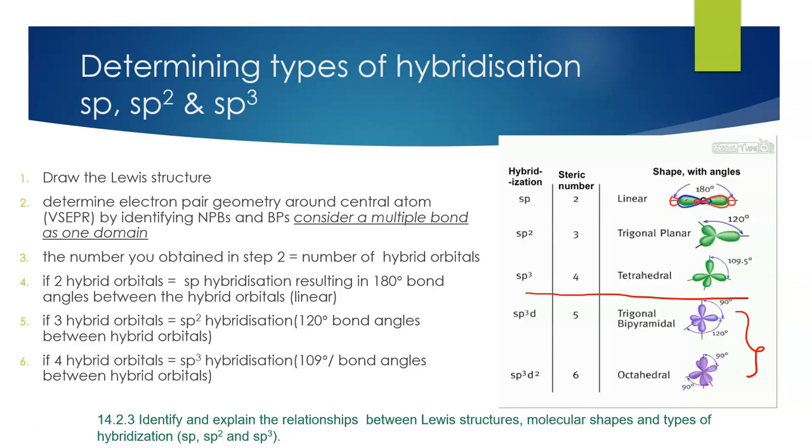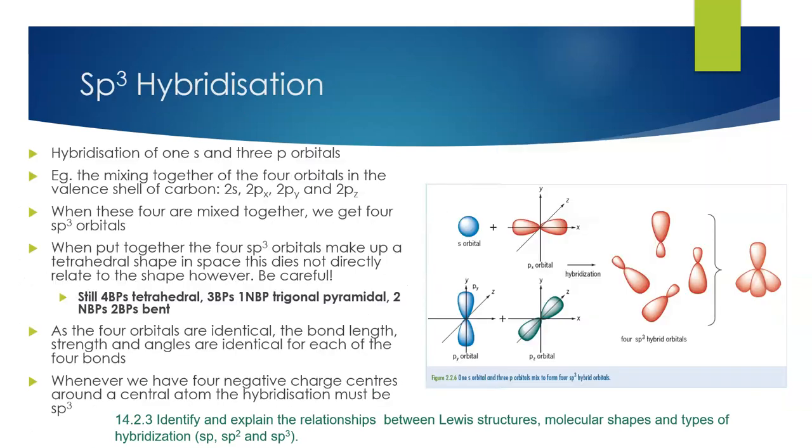So if you have an sp3 hybridized carbon, your bond angle is going to be 109.5. If you have an sp2 hybridized carbon, then you're going to be looking at bond angles of 120. sp will be 180.